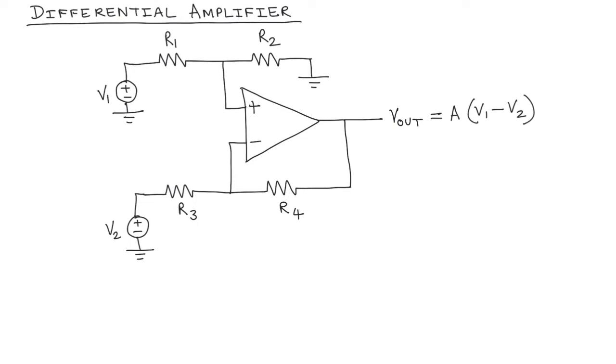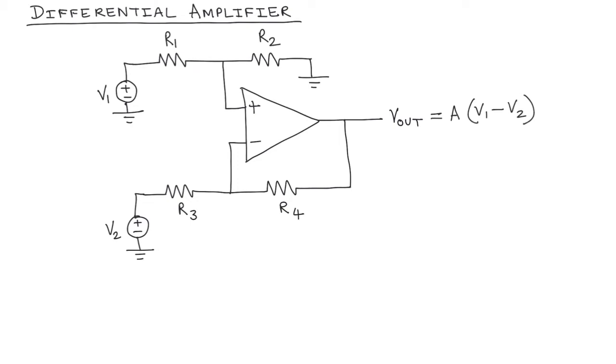Okay, so to evaluate the response of a differential amplifier, I think the easiest way to do it would be to use superposition. Now, what do we mean by superposition? So we calculate the outputs because of the two inputs separately. Okay, so here's how we do it.